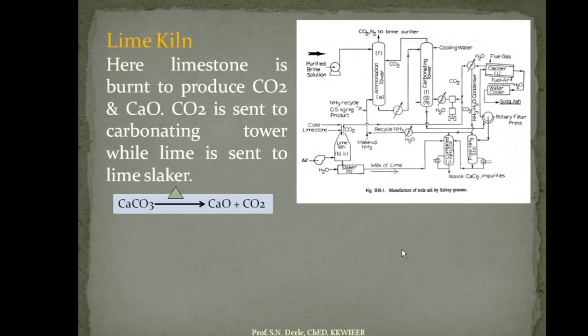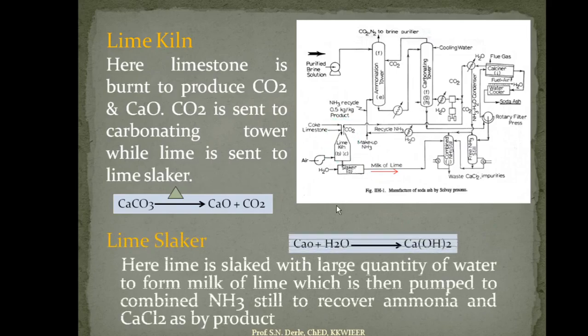The next unit is a lime kiln. Here the limestone is burnt to produce CO2 and calcium oxide. Again, coke is also burnt to produce CO2. So this CO2 is sent to the carbonating tower here, while lime is sent to the lime slacker.